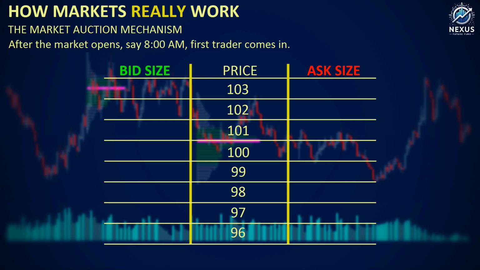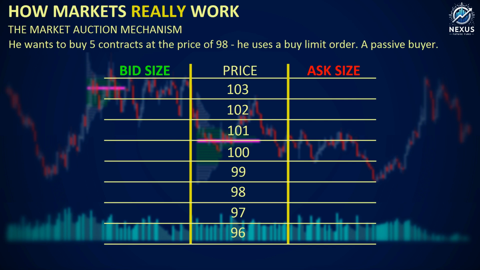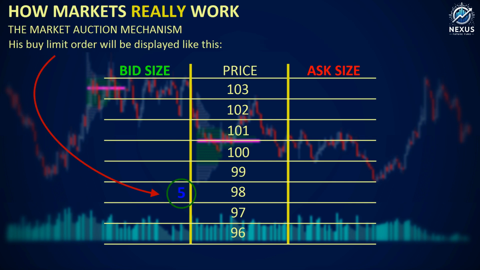Say that the market opens at 8 a.m. and the first trader comes in. He wants to buy 5 contracts at a price of 98, so he doesn't want to buy now, but he specifies the price. Therefore, he sends a buy limit order to buy 5 contracts, and you now know that he's a passive buyer. On the depth of market, his buy limit order will be displayed like this.